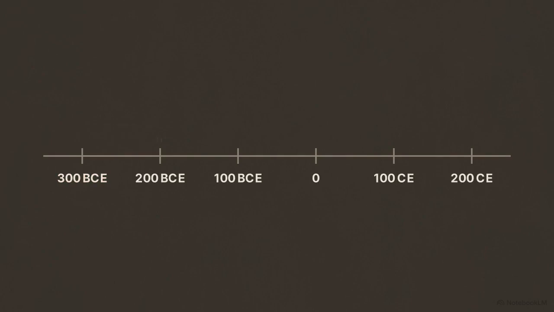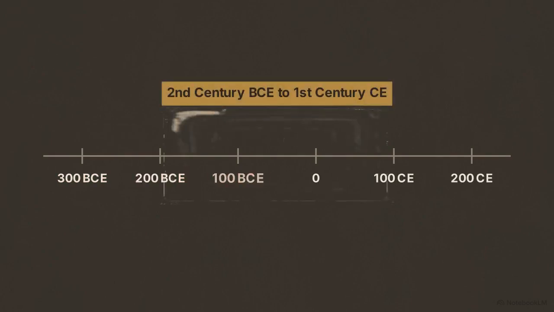To understand when this happened, we look at how we measure time. We are in the period called BCE. The years count down like a timer approaching zero, before flipping into the Common Era. We're looking at that exact transition, starting in the 2nd century BCE.